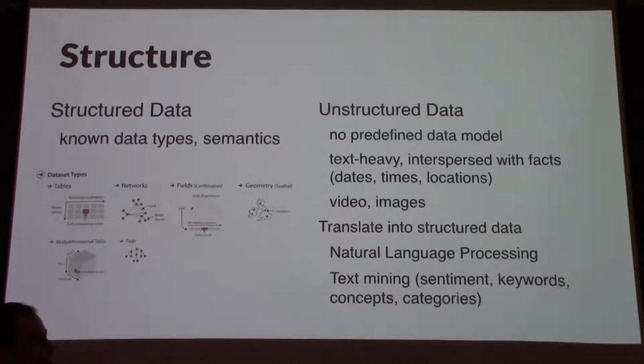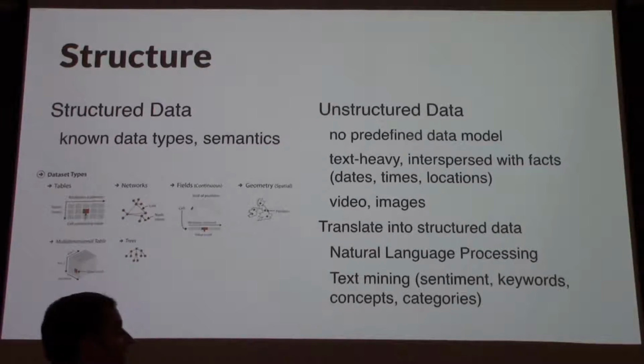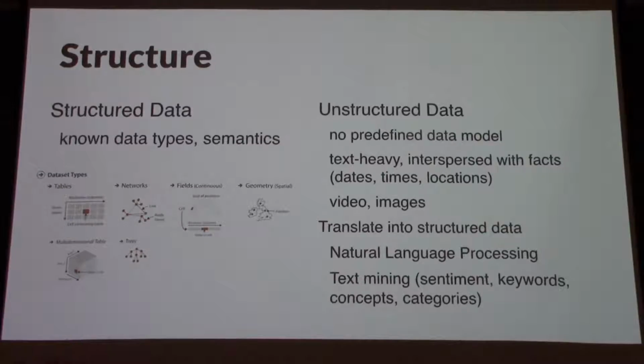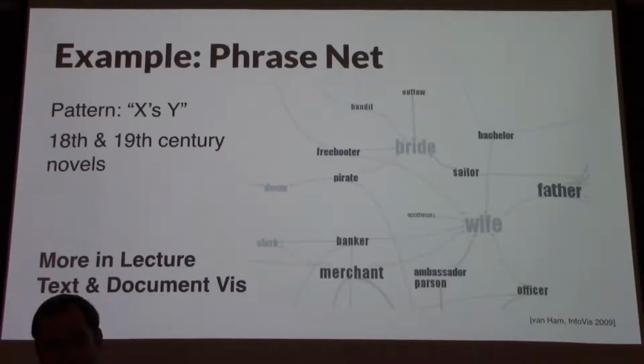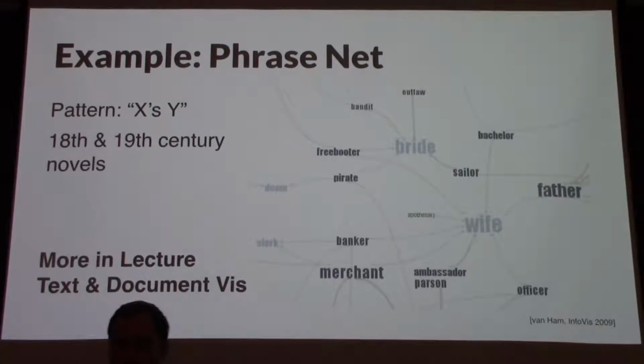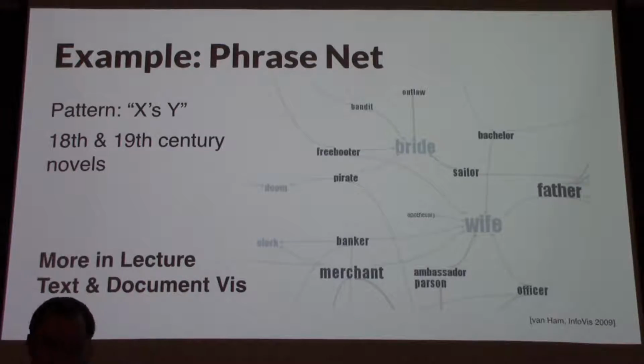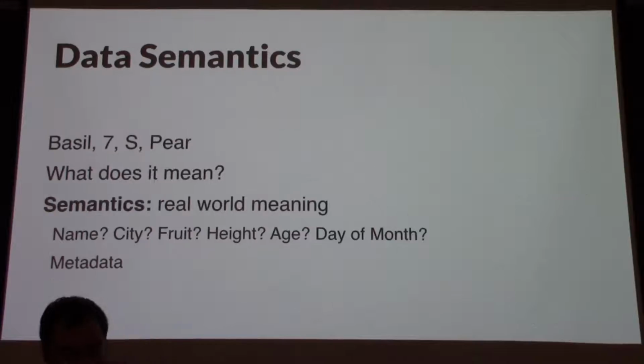And there's many ways of doing this, for example, natural language processing, text mining, image analysis, computer vision, and so on. Structured data, in contrast, is what we're dealing with, and there we have things like tables, networks, fields, and geometries. We had this example of PhraseNet. Here we have a large text body, and the way we infer a structure is by using patterns like X, S, Y, and then we have a structure from which we can derive a graph that we can then visualize.